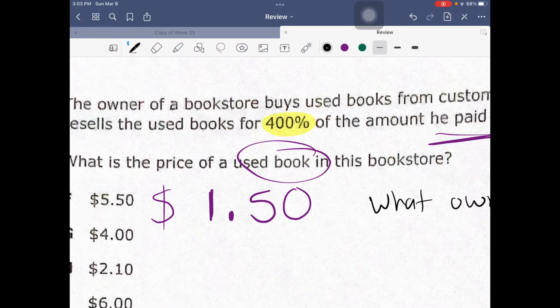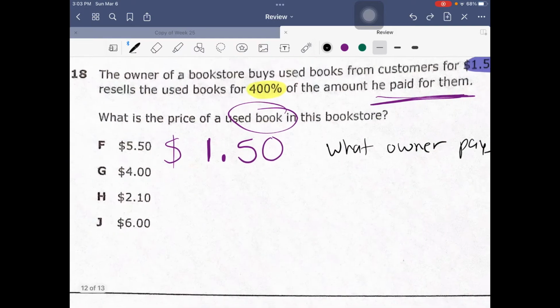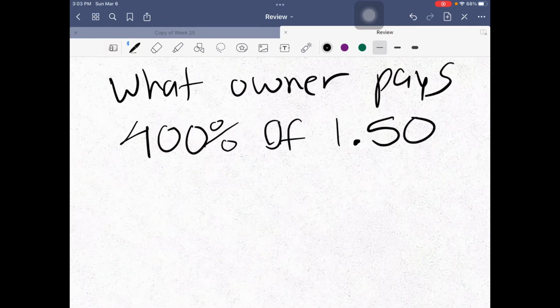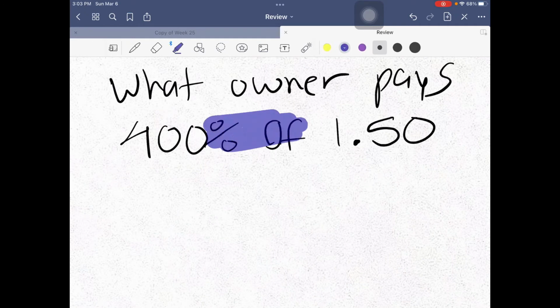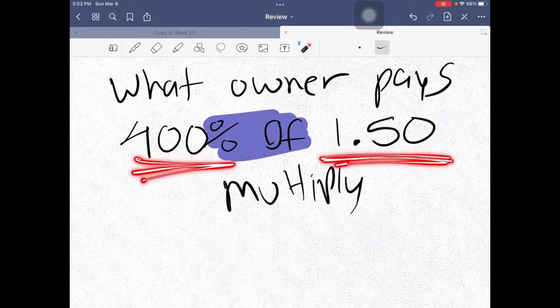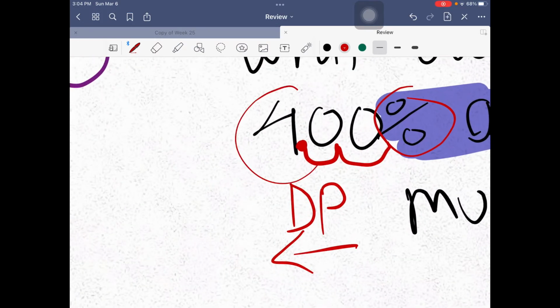Then he sells it for 400%. What's 400% of $1.50? How do we get 400% of $1.50? Well, percent of means what are we going to do? We're going to multiply. Can I multiply a percent and a number? No, you can't. What do we need to do? Perfect. Now, if this is a percent and we want a decimal, we move the decimal 2 places to the left. So we're going to multiply by 4.